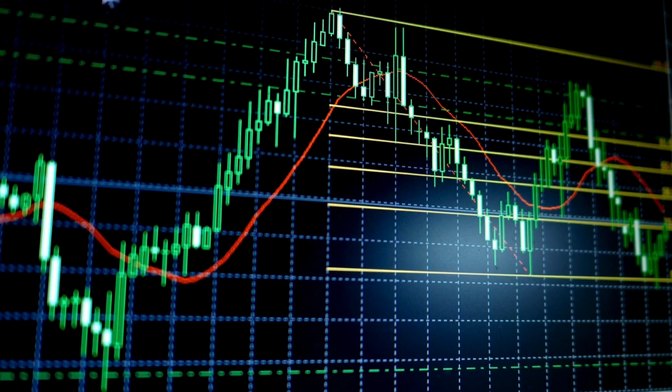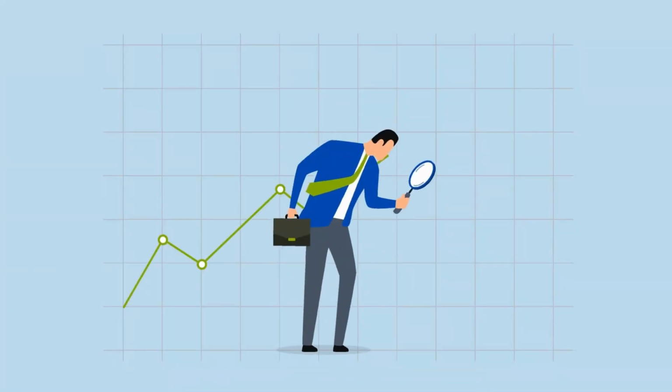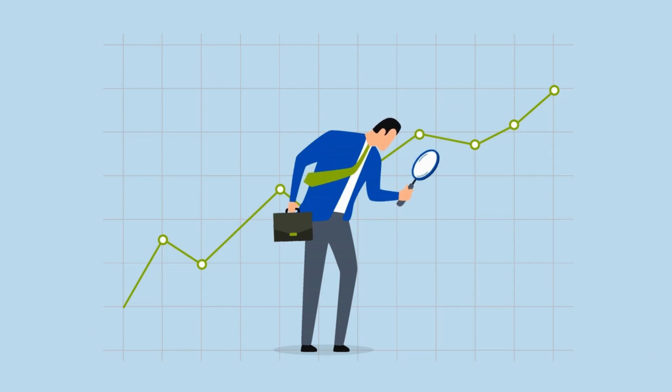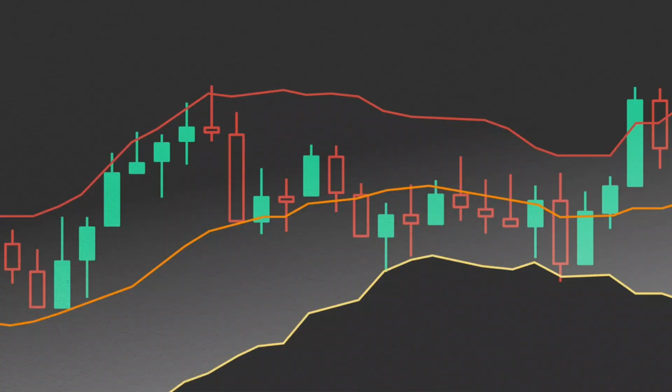When the price breaks above the upper band, it could be a signal to sell, while a break below the lower band might be a signal to buy.